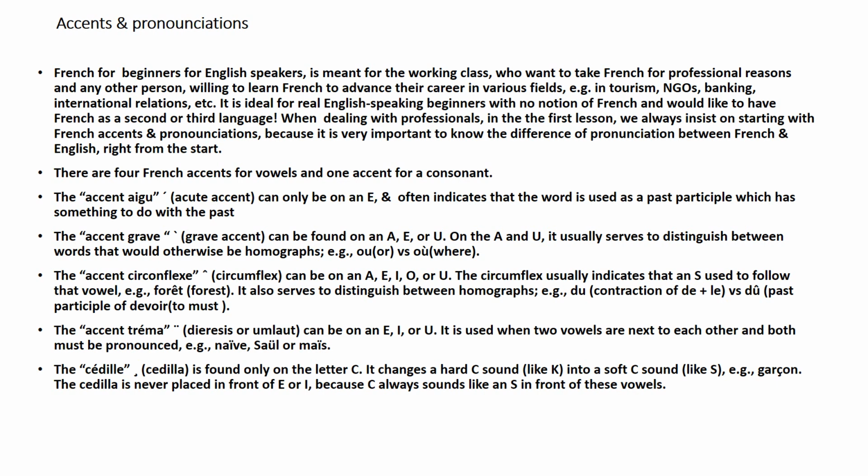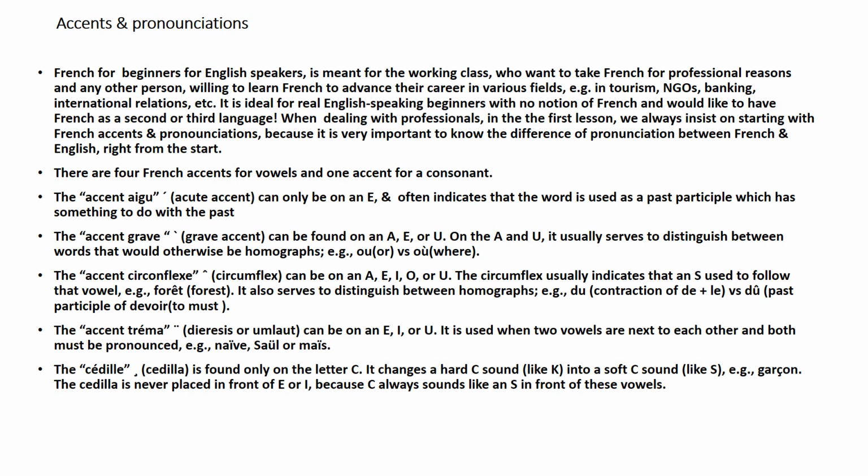4. The accent tréma, which is otherwise known as diaeresis or umlaut, can be on an E, I, or U. It is used when 2 vowels are next to each other and both must be pronounced, e.g. naïve, Saül, or maïs. Naïve, which means, like in English, somebody who is naive, Saül, which is Saul, or maïs, which means maize. And the last is the cédille.